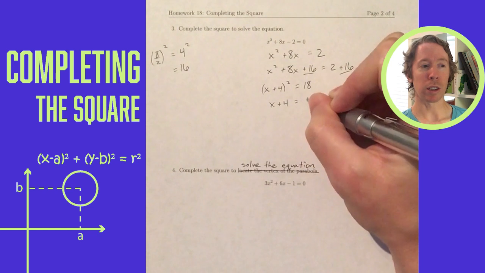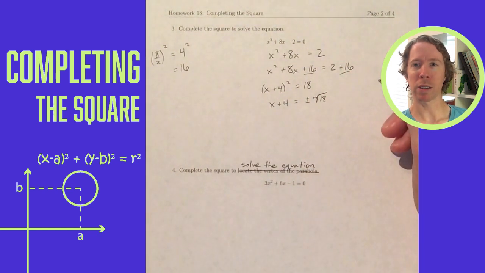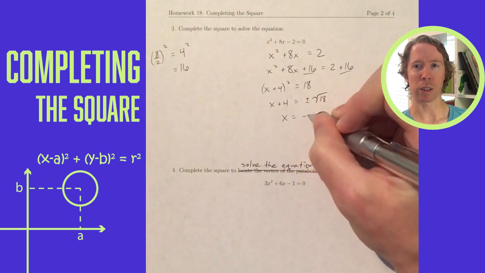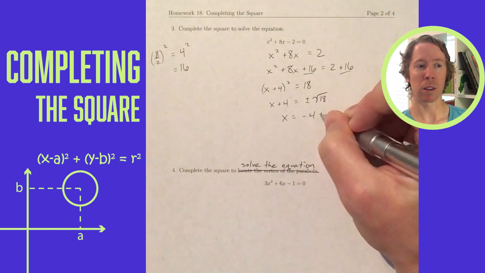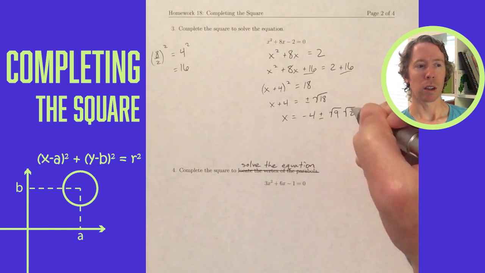Now to solve the equation, I can just take the square root of both sides. I've got to include plus or minus on that square root of 18 because both versions will satisfy the equation above it. And then subtract 4 from both sides.